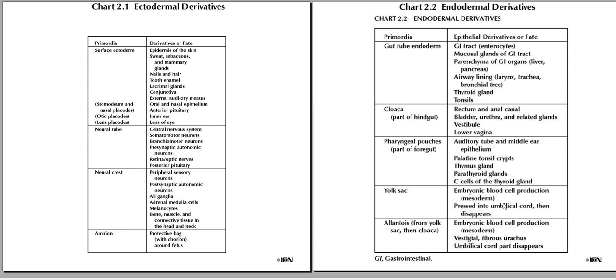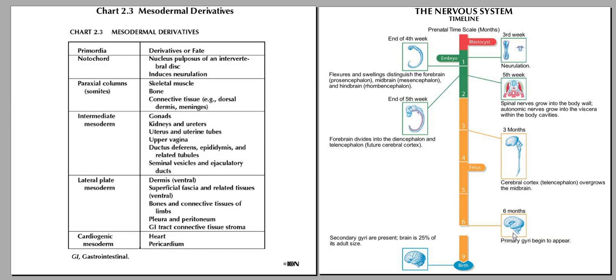We have the embryonic blood cell production, mesoderm present in the umbilical cord, and then it disappears. The allantois from the yolk sac, and then the cloaca. Basically the embryonic blood cell production, mesoderm, vesicle, fibrous urachus, the umbilical cord part which disappears also.